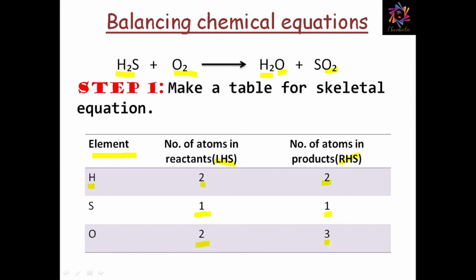So this is the first thing. While balancing a chemical equation, we need to make a table which shows us which element is actually not balanced. We see hydrogen, both sides the number of atoms is equal, so it is balanced. Now sulfur, both sides the number of atoms is 1, that means again balanced, so no need to balance them. Now we'll move to oxygen. Here we see 2 atoms of oxygen on the left hand side and 3 atoms of oxygen on the RHS. That means they are not balanced.